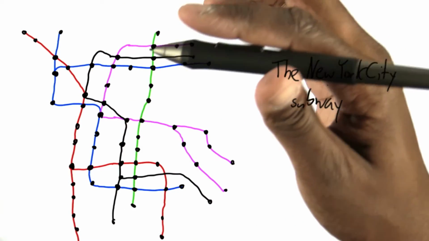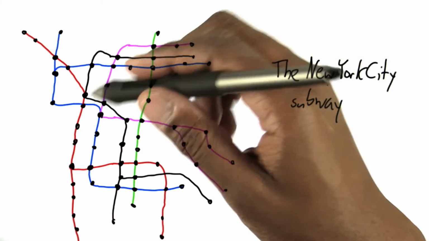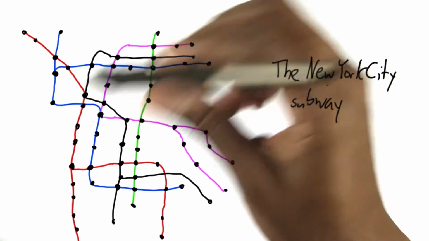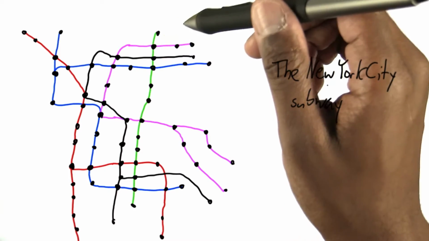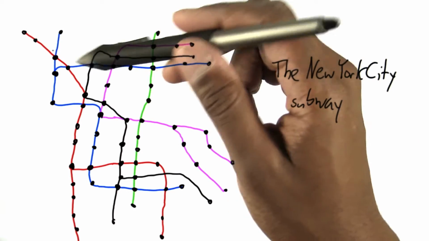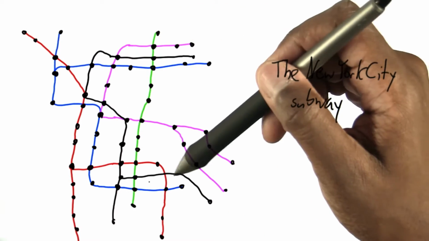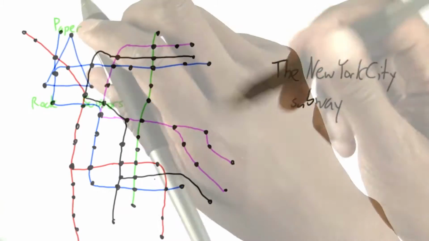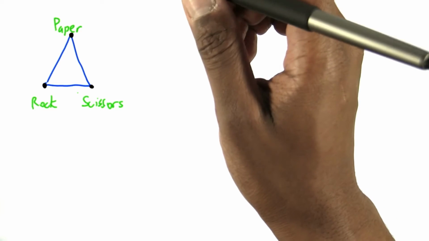For example, here's a portion of the New York City subway. The lines actually have different colors, which has some meaning, but for us, that doesn't matter. All that matters is that you have lines that connect different stops. Although in some cases, you might have lines that cross each other, that does not mean there's a stop there. Here's another example of a graph.